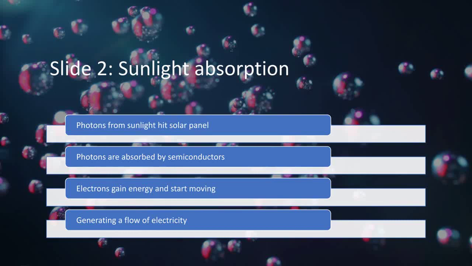electricity. This process is known as the photovoltaic effect, which is a core technology that enables solar panels to generate electricity. The more sunlight that is absorbed by the solar panel, the more electricity can be generated. As we move through this presentation, we will explore the factors that influence the amount of sunlight absorbed by solar panels and the ways in which this can affect their performance.